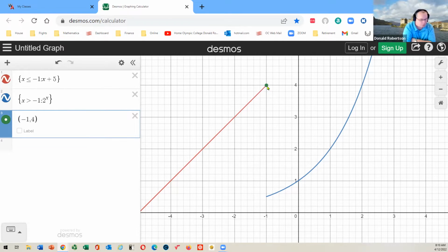There's the clue where that little green dot is. Left continuous or right continuous? Left continuous? Correct. Now you see this red line is the left branch. This blue curve is the right branch. The one that's got the dot is the left branch. That is left continuous.